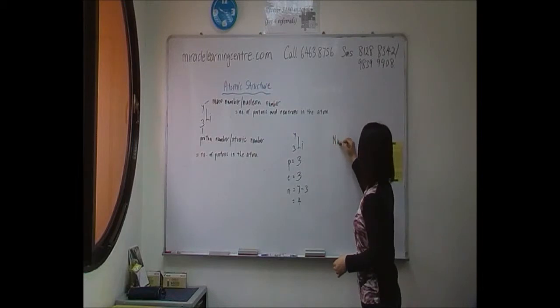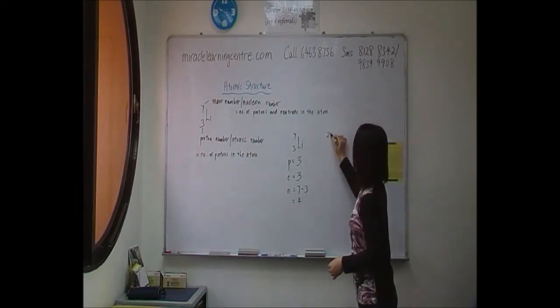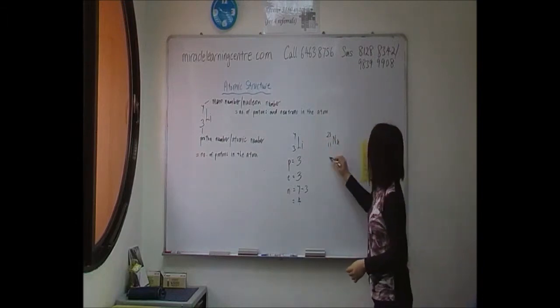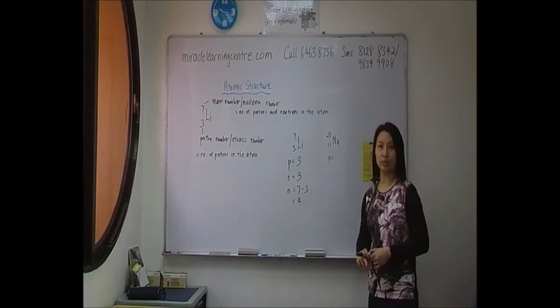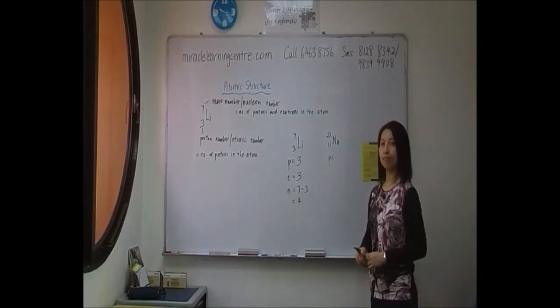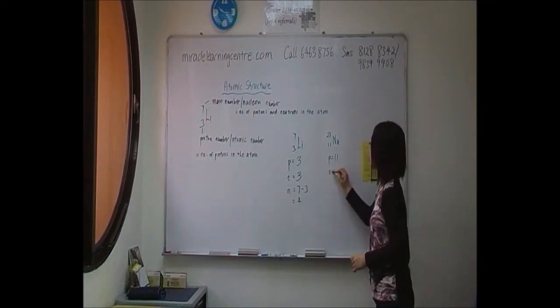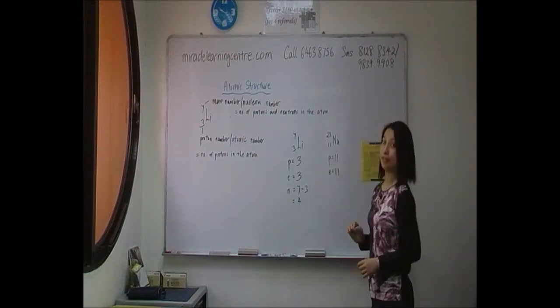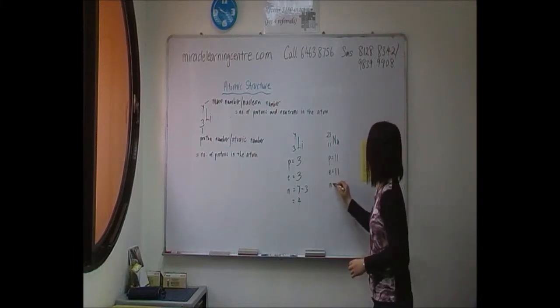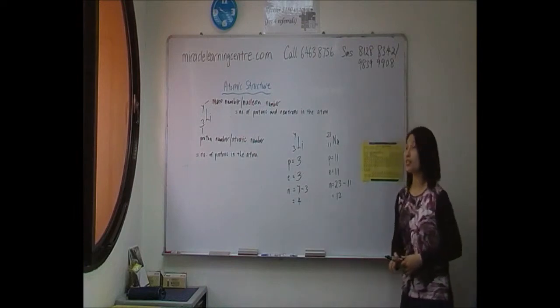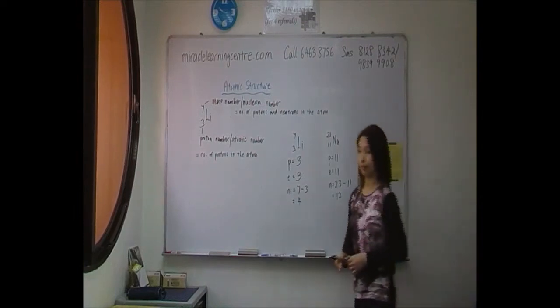Let's say sodium. The mass number is 23 and the proton number is 11. So how many protons do you think there are in the sodium atom? It should be 11. And electrons, since it's an atom, there should be 11. And neutrons, you take 23 minus 11. So there are 12 neutrons in the sodium atom.